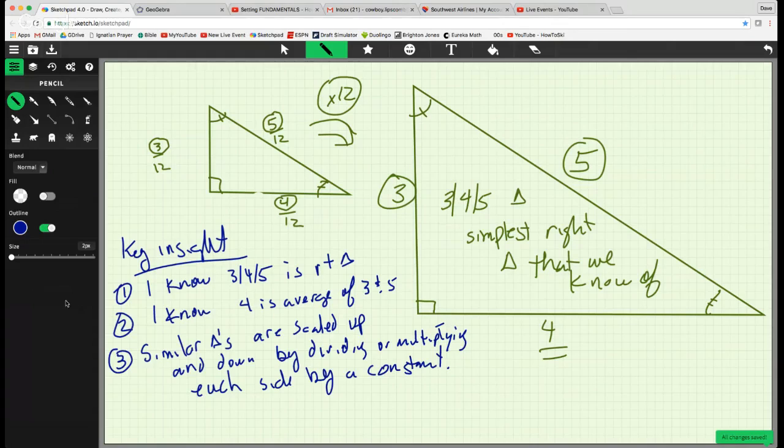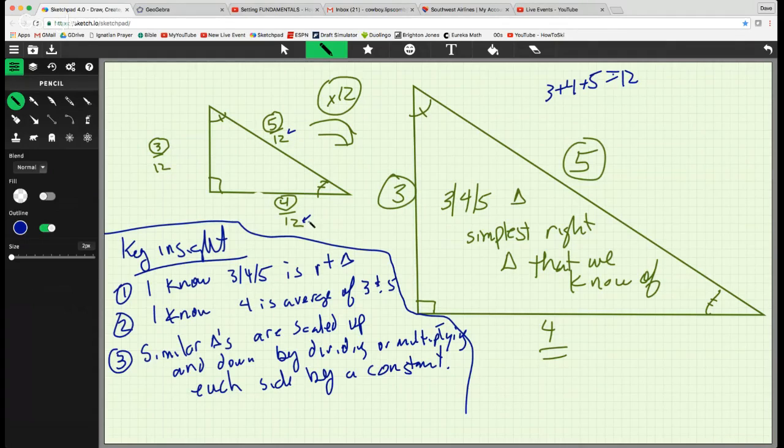So if I had this key insight, I could have just said, oh, well, 3, 4, 5 triangles, the middle side is the average length of the longer and shorter side. If I scale a triangle up or down, the middle side still stays an average of the long and short side. And I could have just scaled that down by dividing the whole thing by the sum of 3, 4, and 5. 3 plus 4 plus 5 equals 12. Divided each side by 12 and gotten my answer.